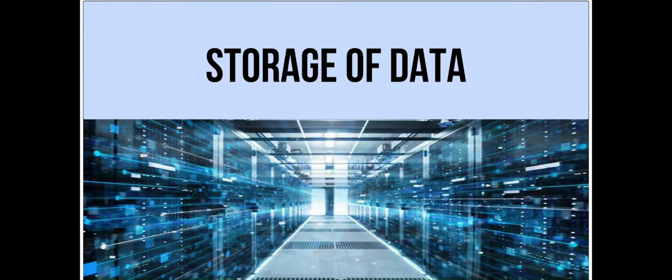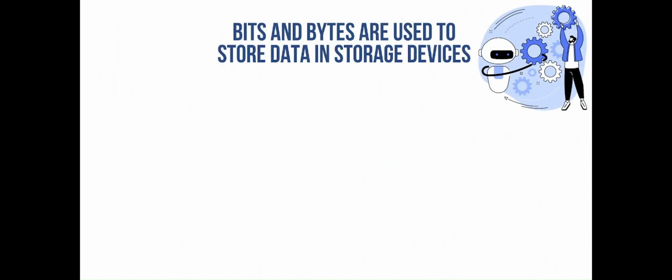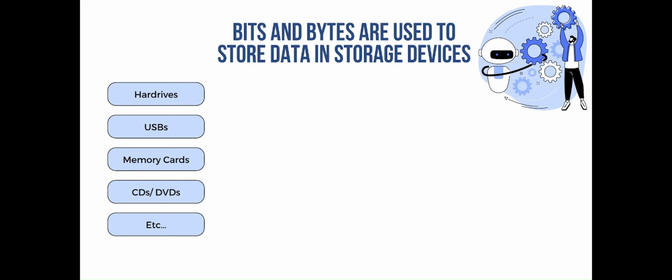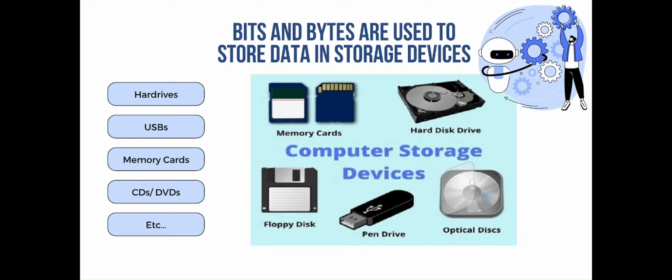Application of bits and bytes in information technology. First, storage of data. Bits and bytes are used to store data in storage devices, such as hard drives, USBs, memory cards, CDs, DVDs, etc. These devices will convert data from numerical to binary form, in bits and bytes, for storage.